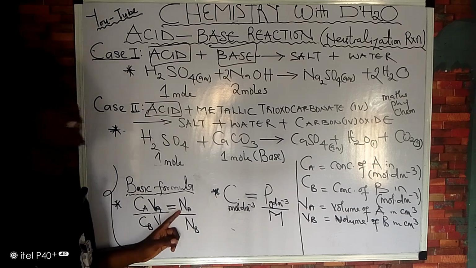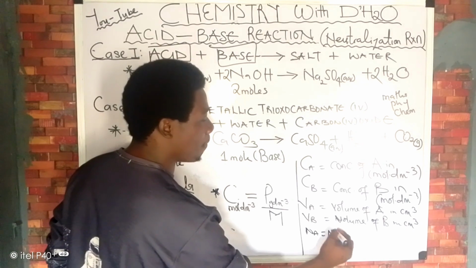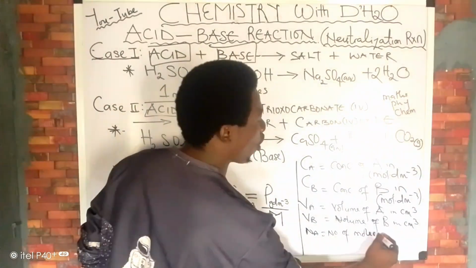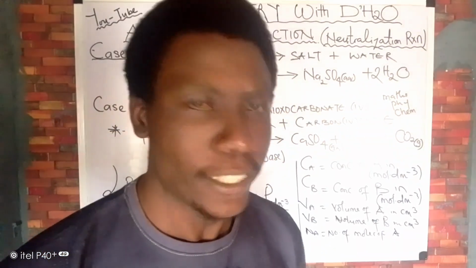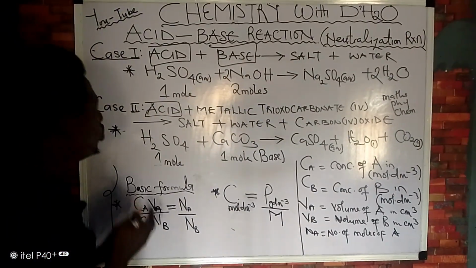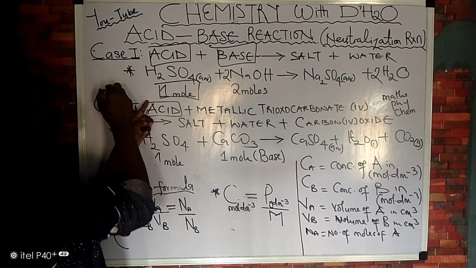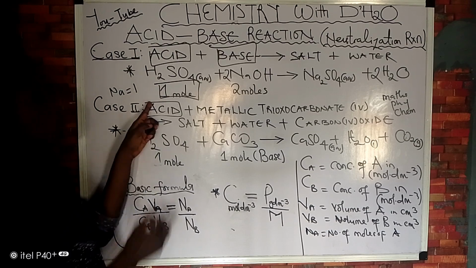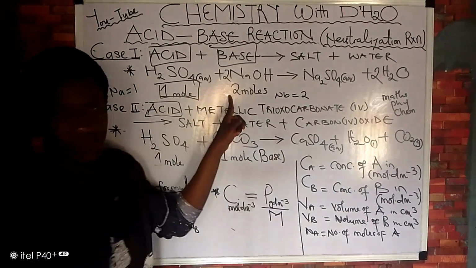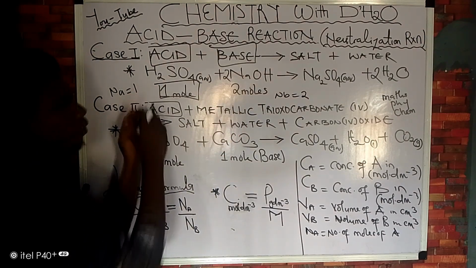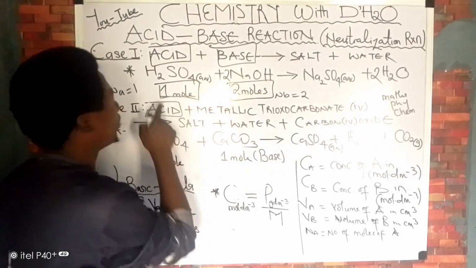Moreover, what does Na and Nb signify? Your Na is the number of moles of A. Take note of that. That's the number of moles of the acid. Now, if you look at the equation on the board, you will see that H2SO4 has 1 mole. So in this reaction, Na is equal to 1, while your base, Nb, is equal to 2. Are you seeing it now? So this is your H2SO4, this is your sodium hydroxide, which is your base. So you have 2 moles here, but here you have 1 mole.